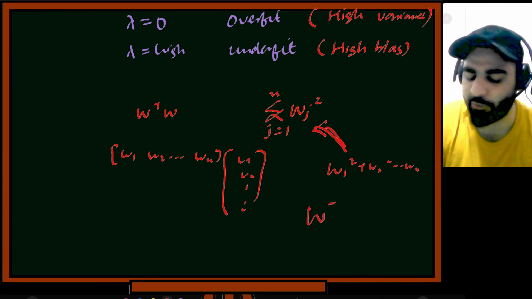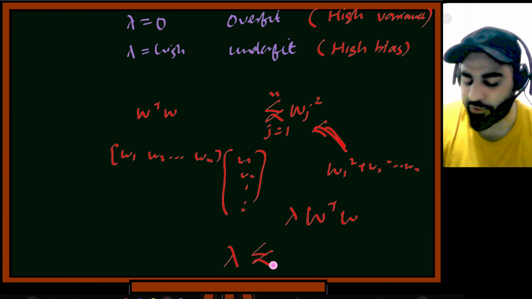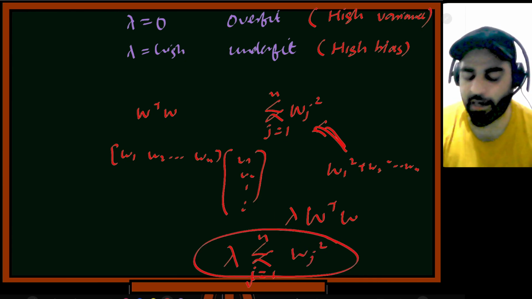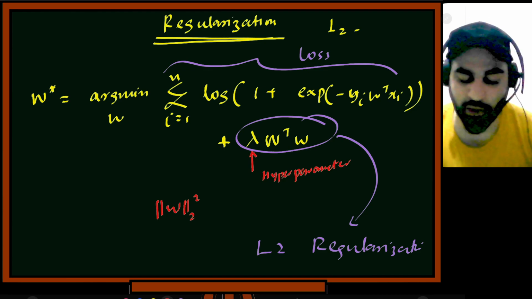So what I wrote, lambda times W transpose W, can be written as lambda times the summation of j equal to 1 to n of Wj square. You can also expand this similarly. I hope this is clear now.